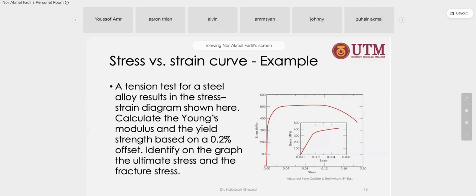Okay, this is an example of a stress and strain curve for a steel alloy. Can you calculate the Young modulus? What is the Young modulus for this stress and strain curve? Anyone?